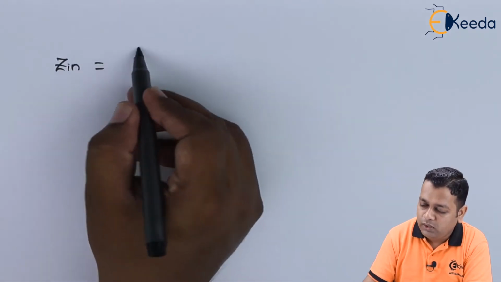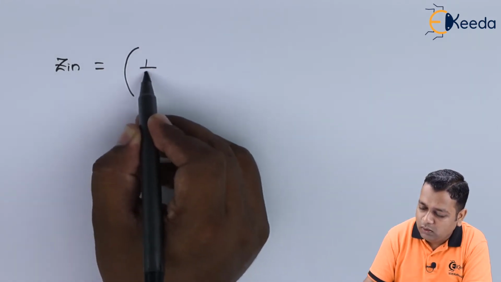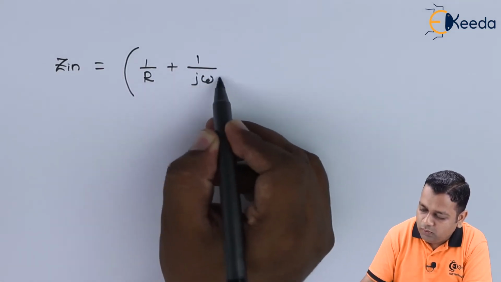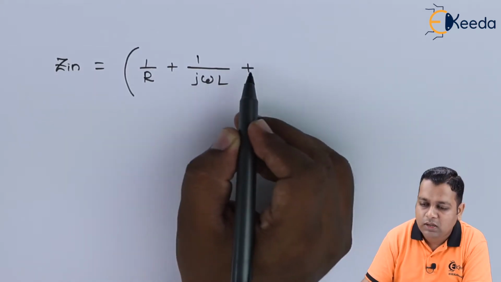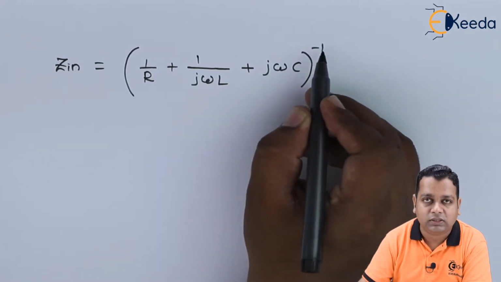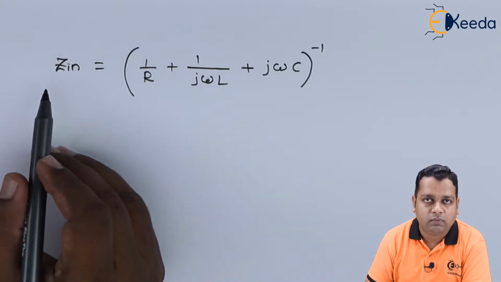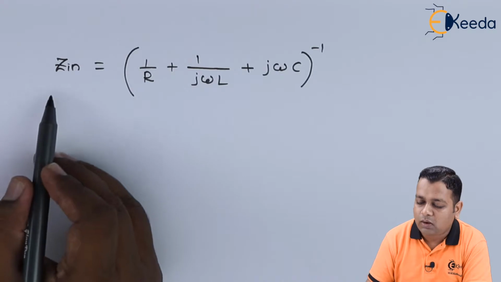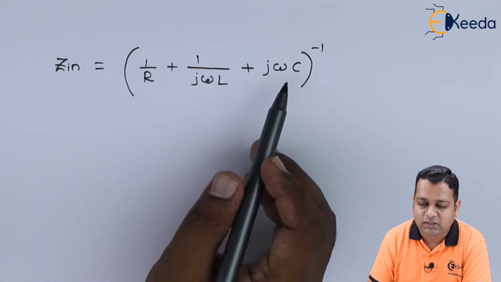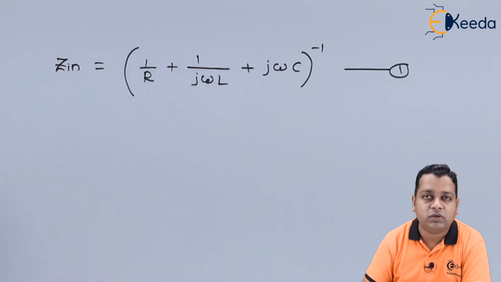So this is equal to, in the bracket with inverse, the first component 1 upon capital R, added to 1 upon j omega L for the inductor component, further added to j omega C. I make the inverse here. Basically in the parallel connection, whatever the resultant component parameter is, it is 1 upon Z in, equal to this much. So I take the inverse of the right hand side. Let this representation of the input impedance be equation number 1.